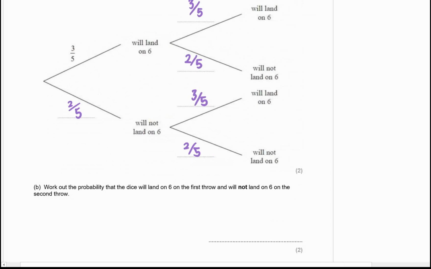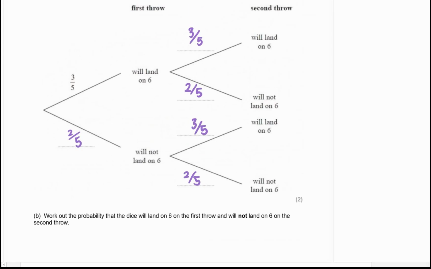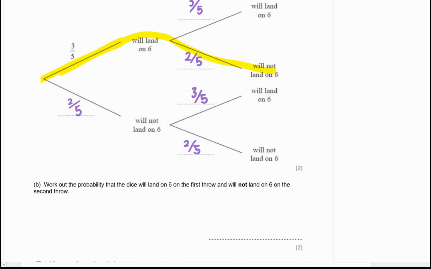Next, in part B, work out the probability that the dice will land on a 6 on the first throw, but will not land on a 6 on the second throw. For this, you basically want to look at your tree diagram and work out what path you're taking. On our first throw, we land on a 6. On our second throw, we don't. So that's the path we're taking. Whenever you go along branches on a tree diagram, you will always times them together. So for the first throw, the odds was 3/5, and then we times that by 2/5 for the second throw. Timesing fractions, we do top times top, bottom times bottom, which gives us 6 out of 25.